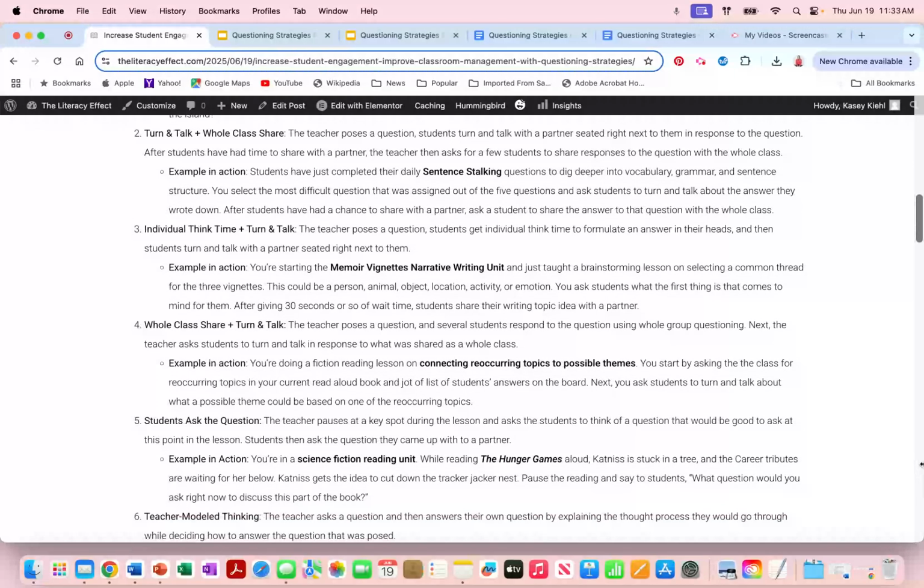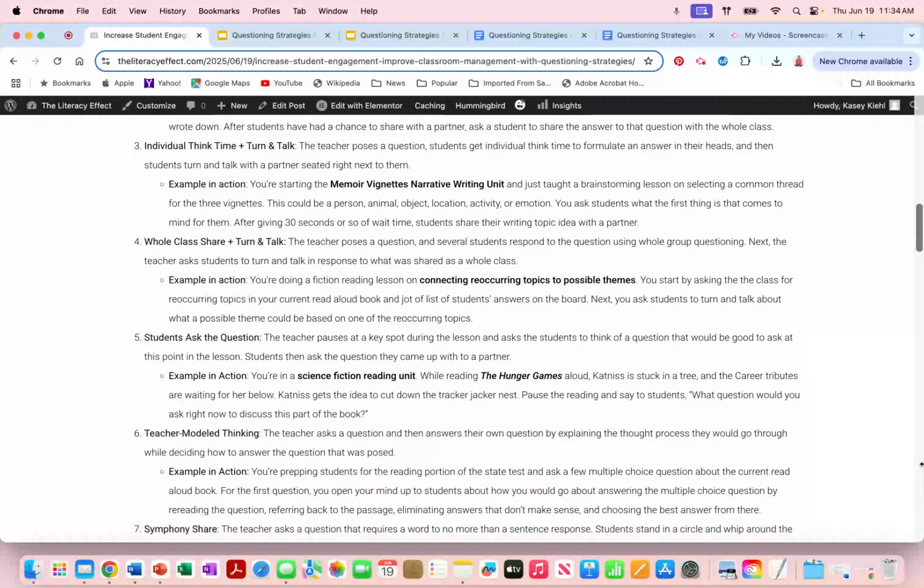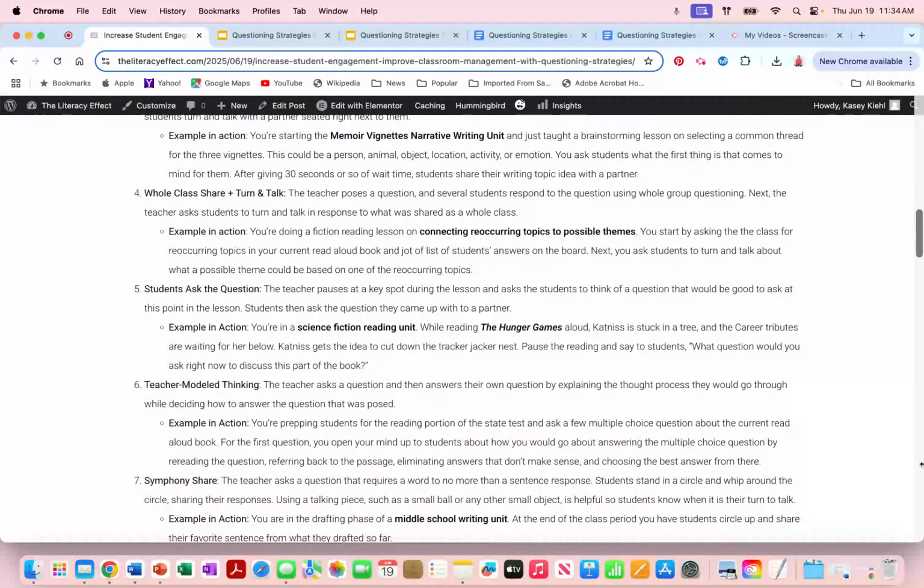Another variation would be to have students turn and talk with each other and then bring it back to a whole class share where you do ask one or two people to respond. The great part about this is all students have already had their voices heard and may feel more comfortable sharing because they've already shared with their partner. Another variation of the turn and talk is to give that individual think time and have all students be thinking independently to come up with their answer and then moving into a turn and talk.